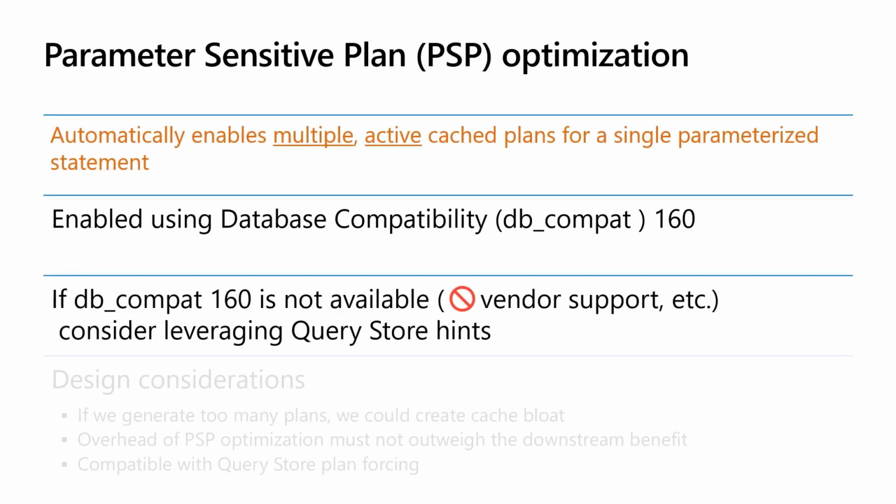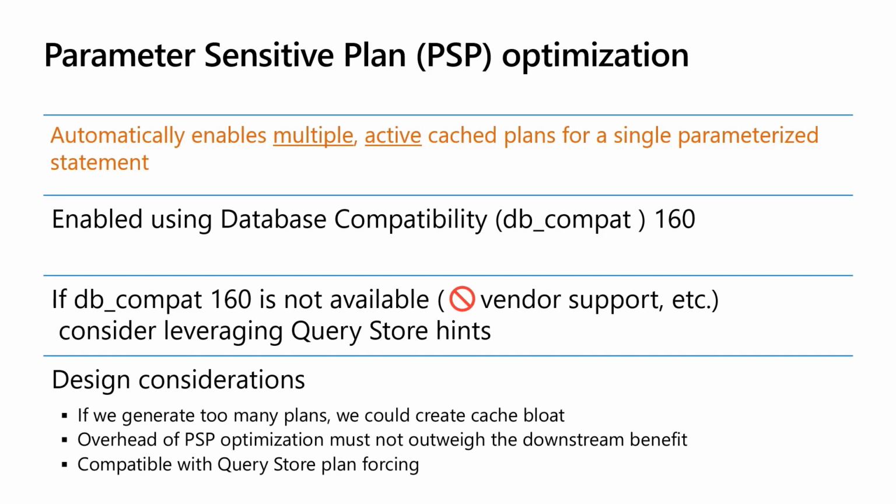So, why PSP? We know about parameter sniffing. There's a bunch of ways to try to deal with it. Why even look at something like PSP? Well, PSP is really a way for us to start looking at addressing this problem automatically, right? We'll do so by creating multiple active cache plans for a single parameterized statement.